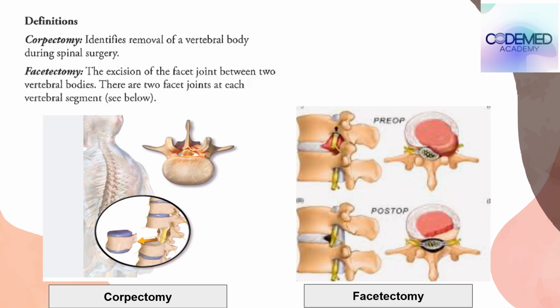So some more procedures here. The first is the corpectomy, which identifies the removal of the vertebral body during the spinal surgery. So we remove the complete vertebra. That is called a corpectomy, and facetectomy is nothing but the excision of the facet joint between the two vertebral bodies. So you can see this facet joint present between the two vertebral bodies, and when we remove that, it is called a facetectomy.